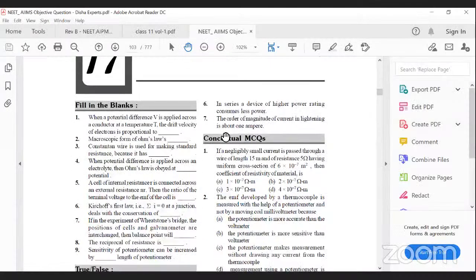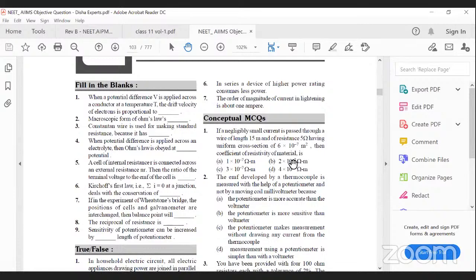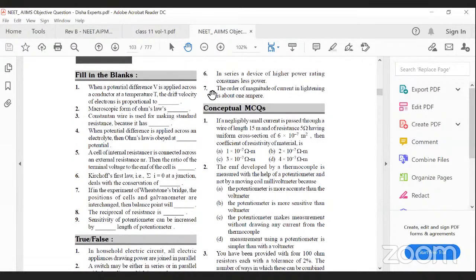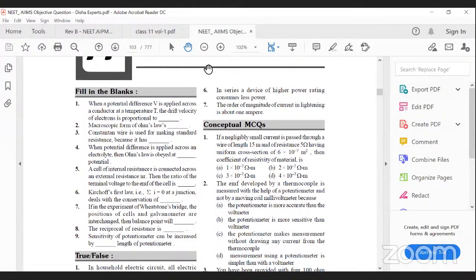Is the PDF visible? Yes, sir. Right. So, first question. Fill in the blanks. So, you have to note it down, okay? I'll explain it, and I'll give you the answer, so you can cross-check it and give me the answer. So, let's see the first one.